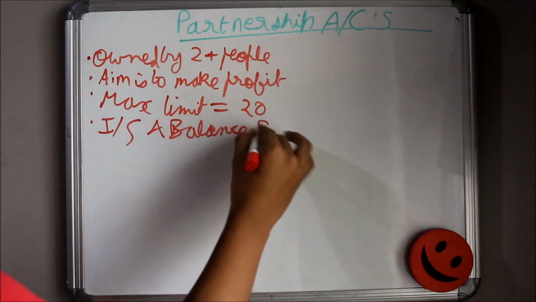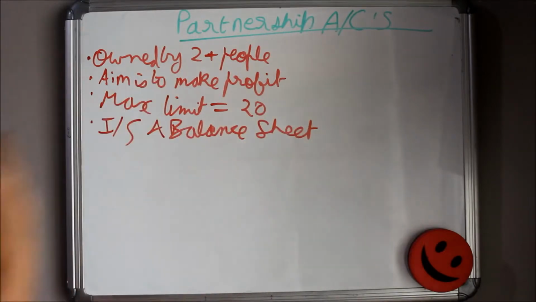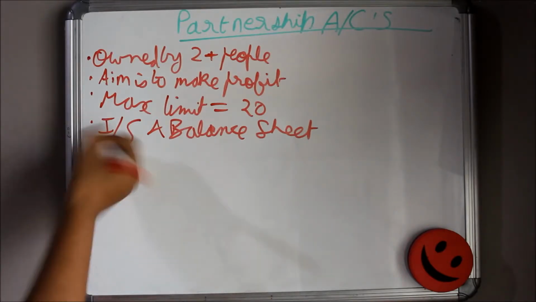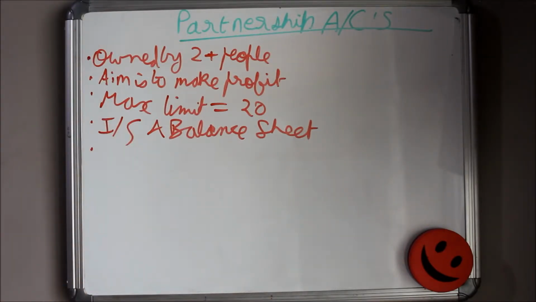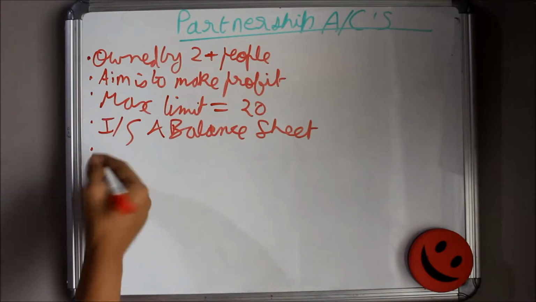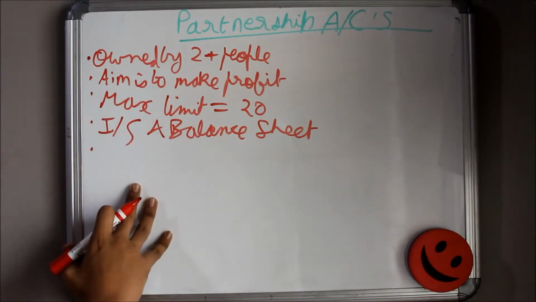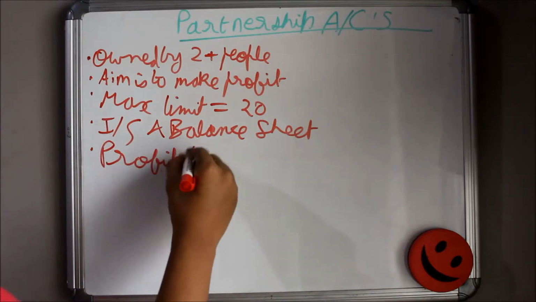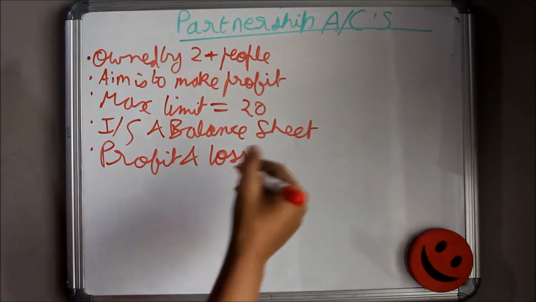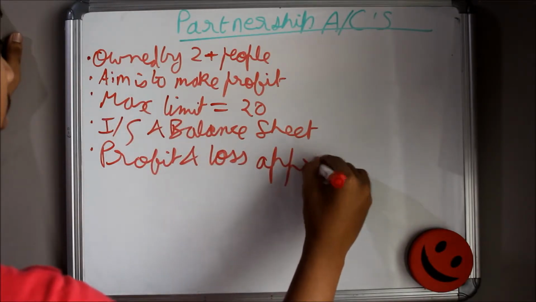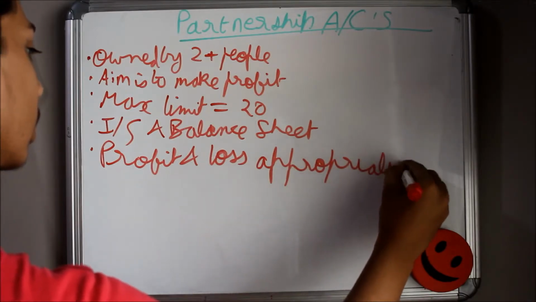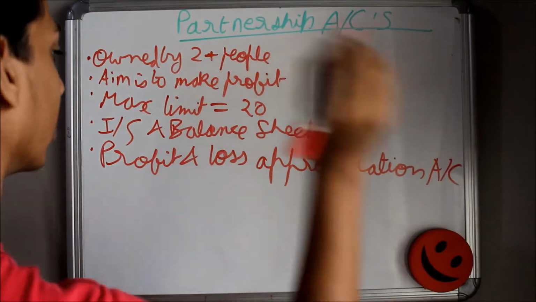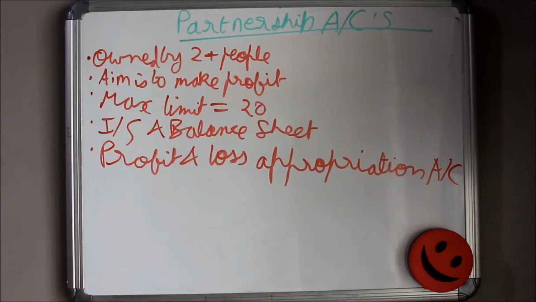But in addition to these 2 financial statements, there's one more financial statement which is prepared only in the partnership accounts. That financial statement is known as the profit and loss appropriation account. I'll explain that later. But for now, there are 3 types of financial statements in the partnership accounts. So there is the profit and loss appropriation account. So these were a few facts about the partnership accounts.